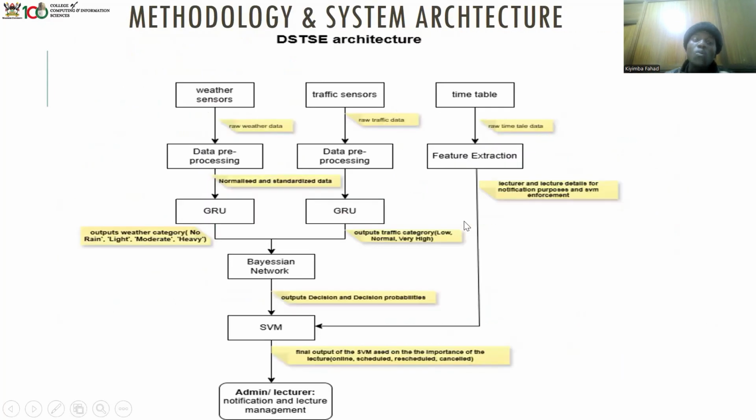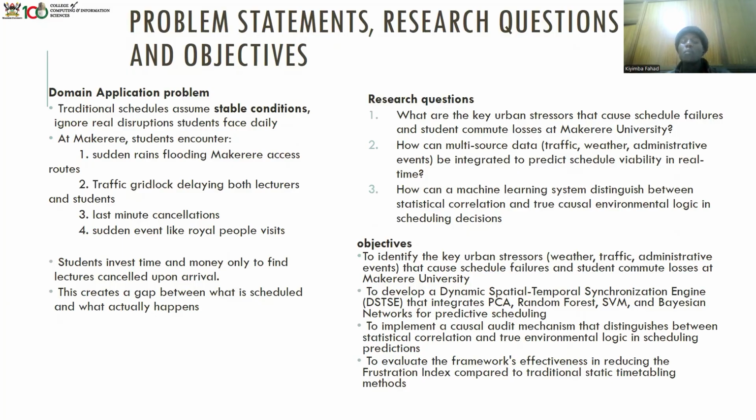So with all that said, we came up with a general problem statement: traditional schedules really fail in this traffic environment, and there needs to be a solution. We developed research questions which need answers, like how can we source data, because we found out that we needed traffic data, weather data, and also administrative events to build a solid, concrete model that is resilient. And how can a machine learning system distinguish between statistical correlations?